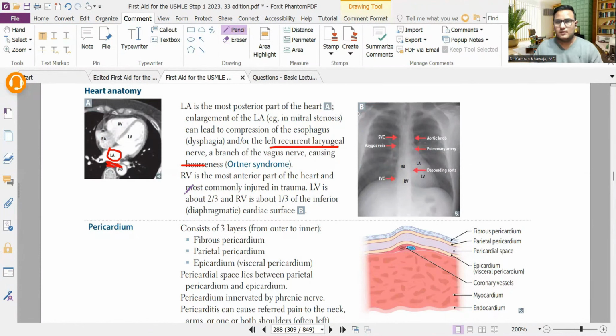What is the most anterior? What is the most posterior? Which nerve is injured when there is mitral stenosis? Enlargement of the left atrium causes what? That is very important. Is that clear?